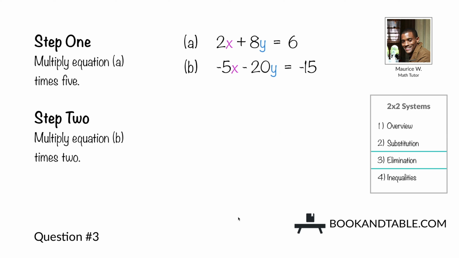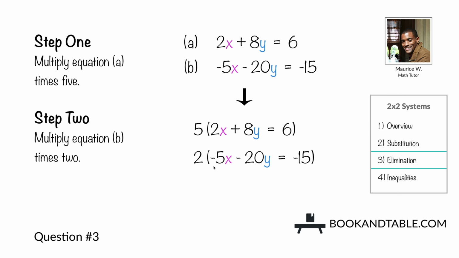And now let's have a look at question number 3. We were given 2x plus 8y is equal to 6 for equation A. And equation B, we were given -5x minus 20y is equal to -15. So since the y terms do not instantly cancel each other out, we'll eliminate our x's first and then solve for y. So we have 2x and -5x. So we'll want to multiply equation A times 5 so that we get 10x. We'll want to multiply equation B times 2 so that we get -10x.